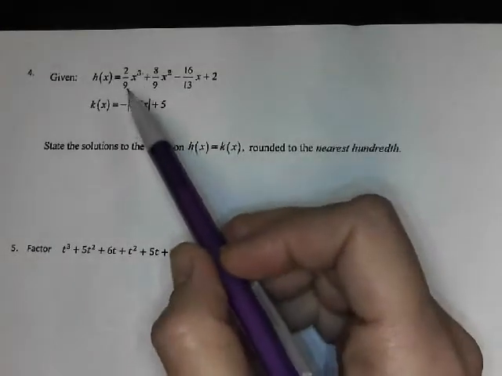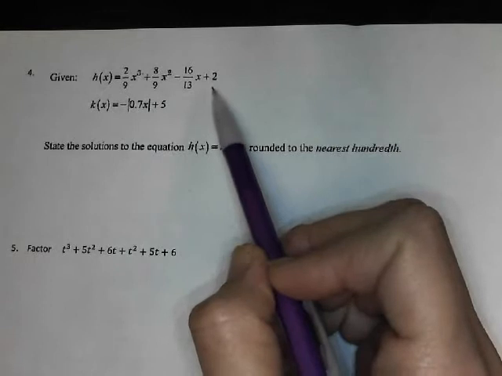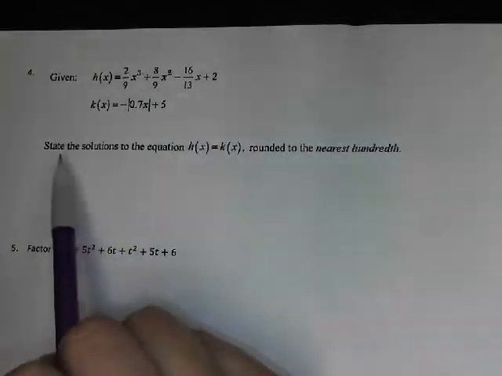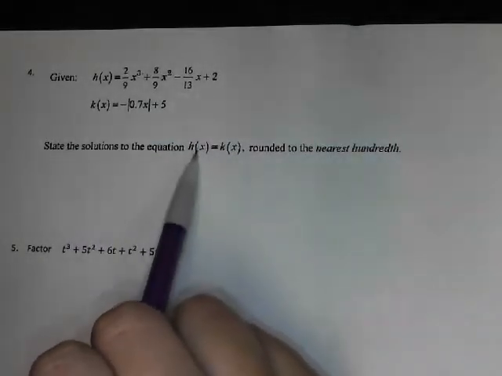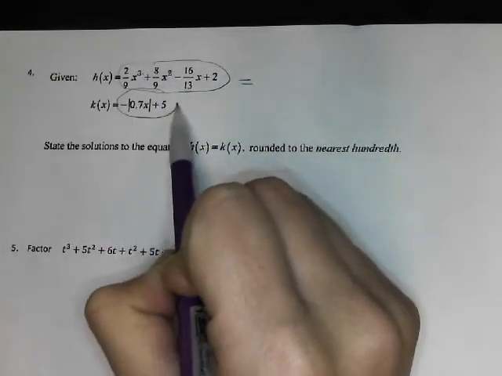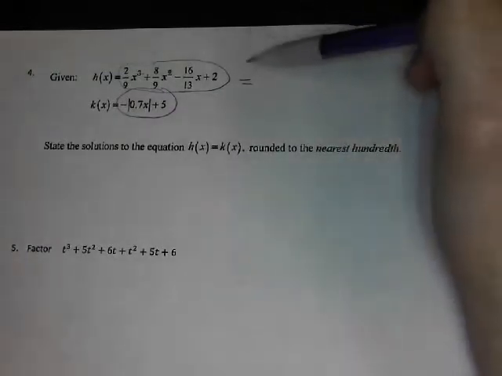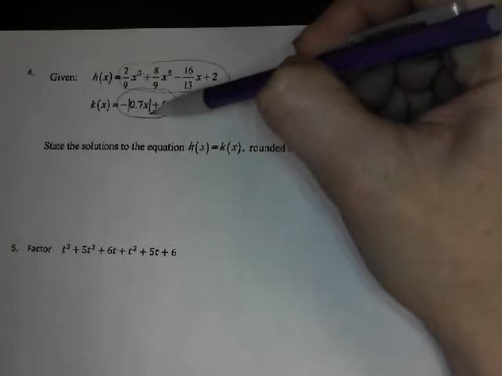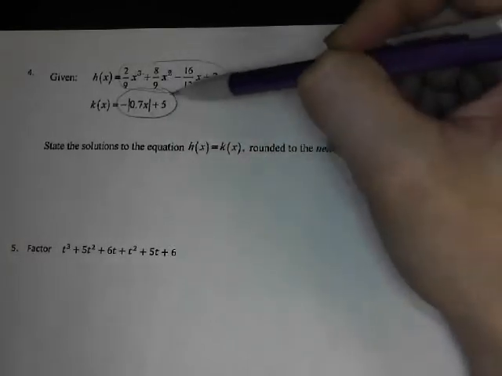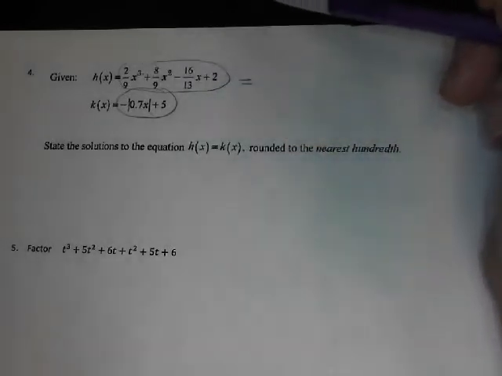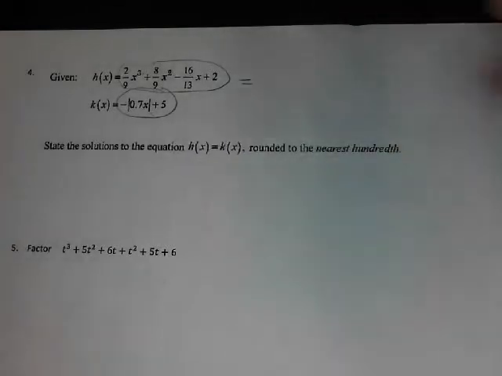The first one gives us two functions, a crazy polynomial function, and a second function that's an absolute value function. It wants us to state the solutions when h of x will equal k of x. So when will this equal this? Now, we solve polynomial equations, but not when there's an absolute value in the equation as well, because this side will equal the absolute value side. Also, when the coefficients are fractions, that's a whole other bug we don't want to deal with. Use technology. Nothing says algebraically.